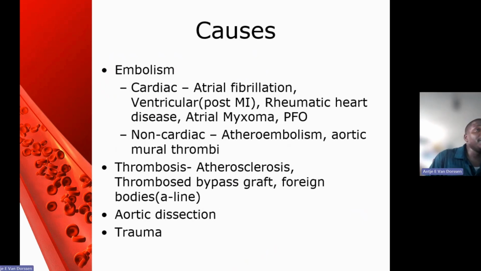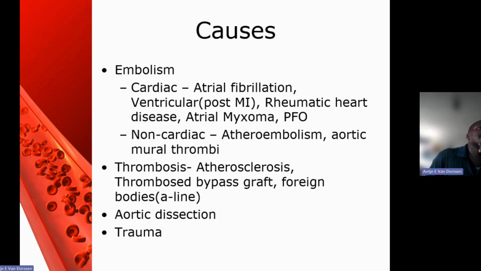There are many causes, but of course, we also divide them into embolic causes. The physicians would be very familiar with these, mainly the cardiac causes of acute limb ischemia. So patients with atrial fibrillation, or ventricular thrombosis post myocardial infarction, where you get these akinetic walls. That's when they develop these clots and then, of course, embolize into the distal vessels. Rheumatic heart disease, of course, patent foramen ovale. All these patients can present with acute limb ischemia.